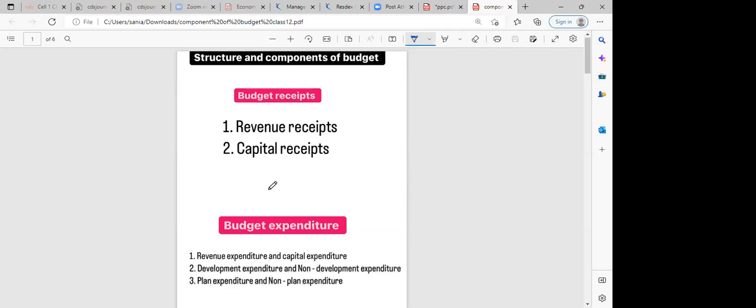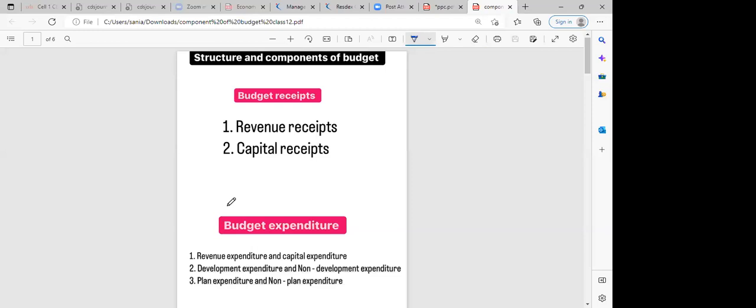When I told you the definition of budget, it is the annual statement. So basically, there were two components, government receipt and government expenditure. Can anyone tell me what these two terms mean? Anyone? No one?